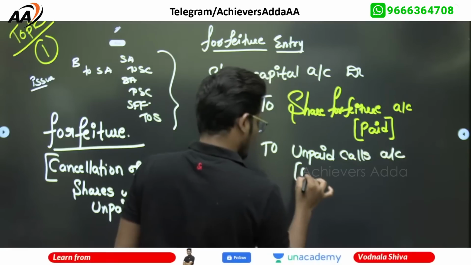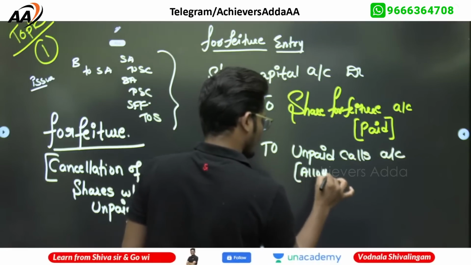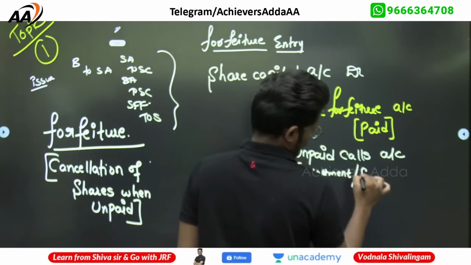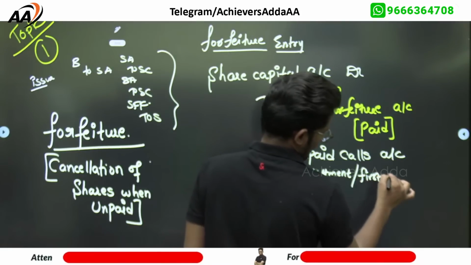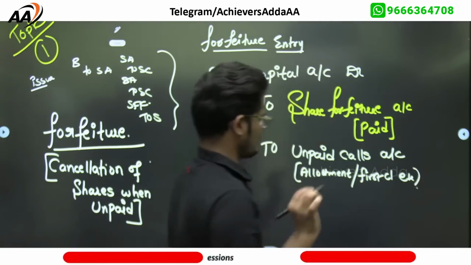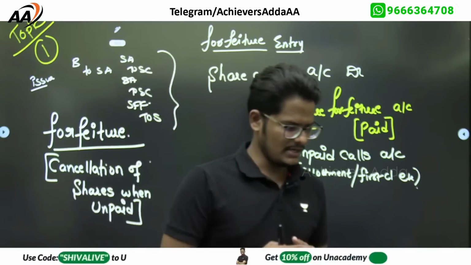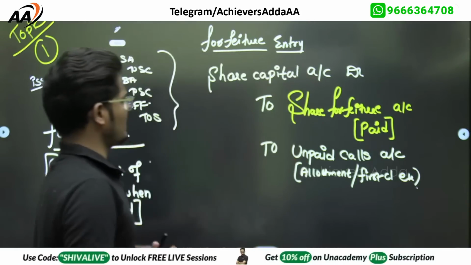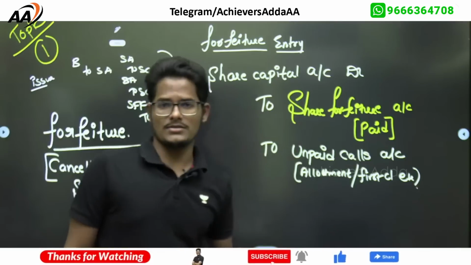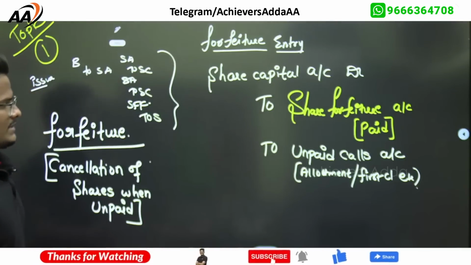Either it could be allotment or first and final call. First call, etc. Final call also. It could be anything. This is a usual journal entry, right? The usual journal entry is: share capital account debit, to share forfeiture account and to unpaid calls account. This is the journal entry.